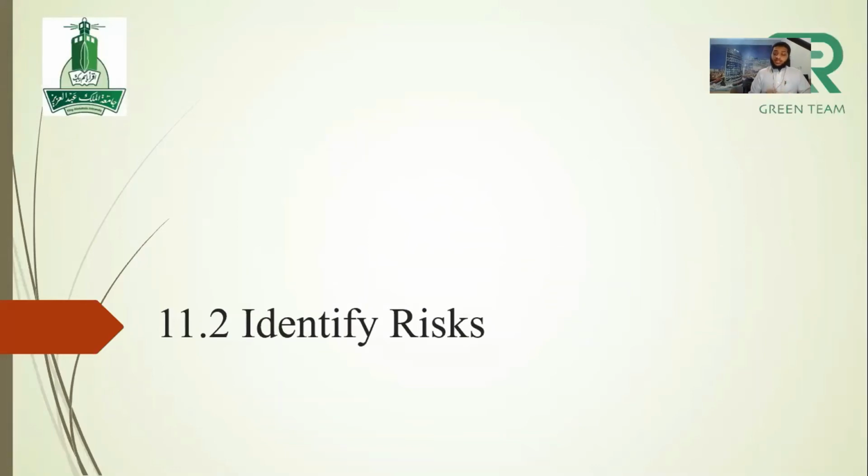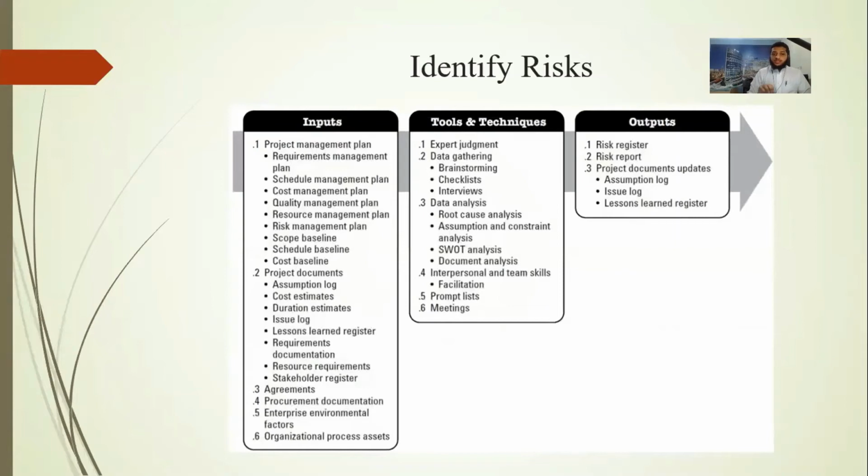And the first thing in the project management plan is identifying the risks. What are the risks that could happen to us in implementing the project? In this process, we also have some inputs, techniques, and outputs. We can see here the inputs: many things in the master plan, project management plan, many things also in the project documents, agreements, and even OPA. We have some tools and techniques in front of you, and finally the outputs: the risk register, risk report, and project document updates.